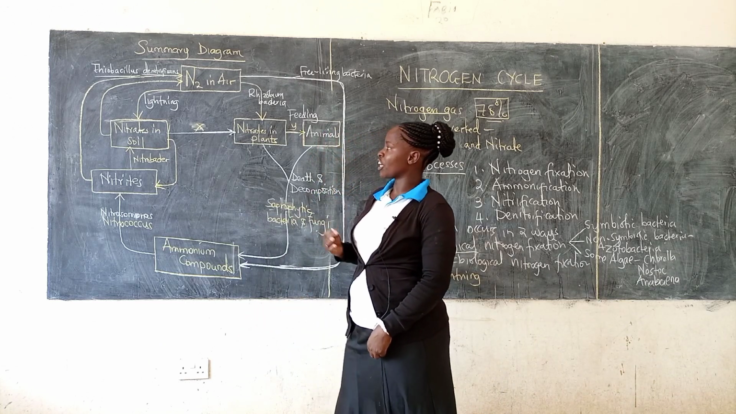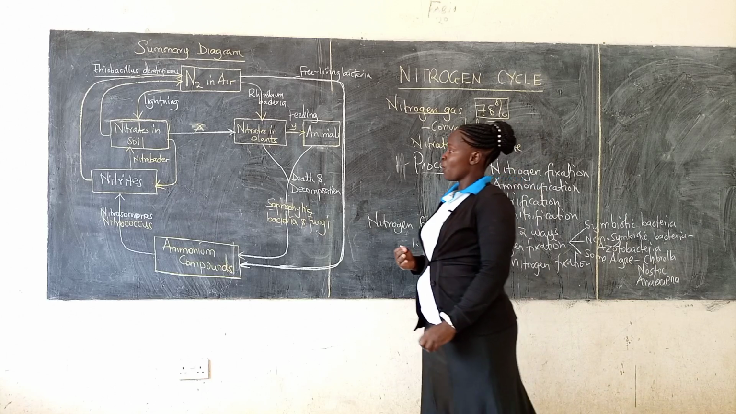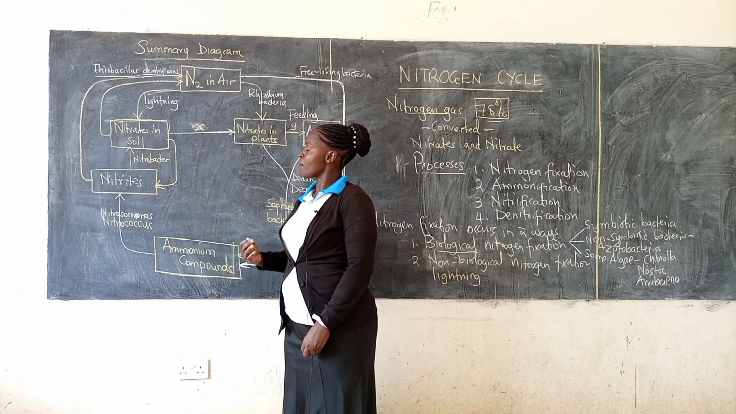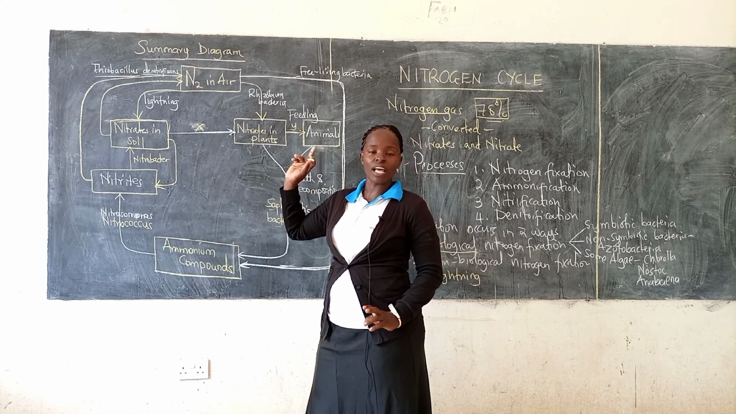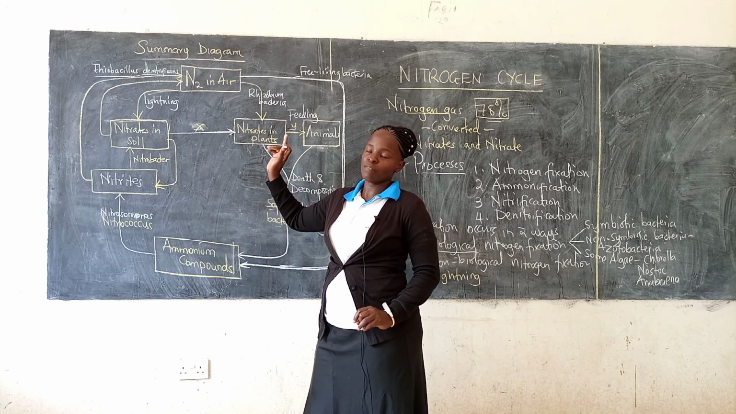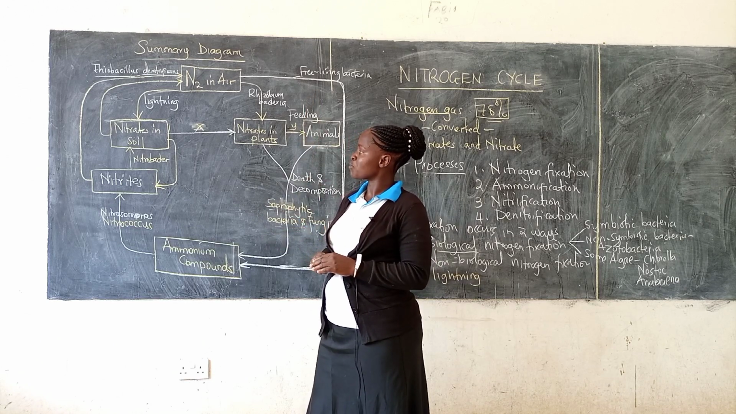Now, after nitrification, the fourth process is denitrification. Now, denitrification is whereby we either convert nitrates or nitrites back to molecular nitrogen in the air. So we are converting it back to nitrogen in the air, and it will be released back into the atmosphere.